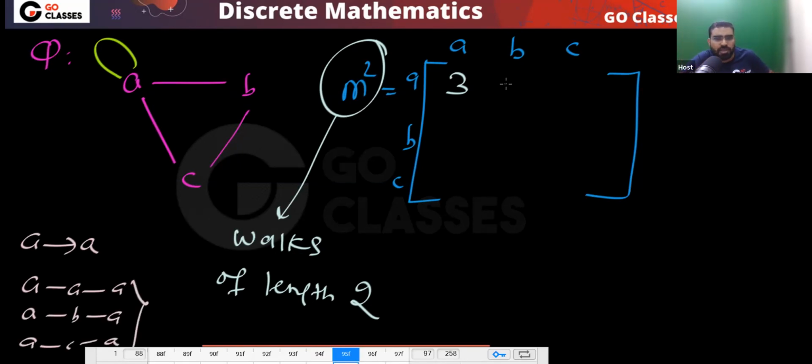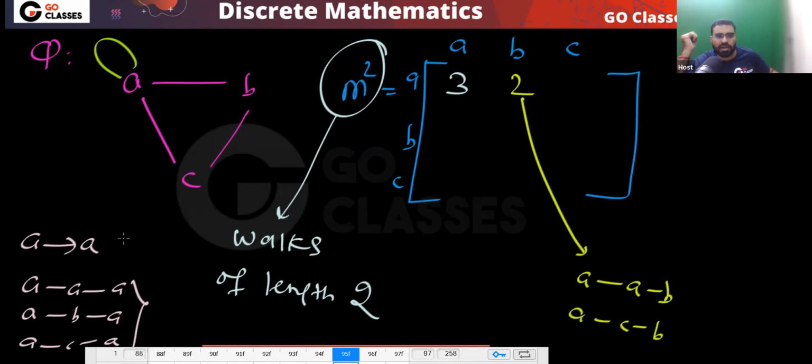What about from A to B? From A to B, walk of length 2. That will be 2. Either you can do AAB or you can do ACB. Okay, so let me justify this. This will be either you can do AAB or you can do ACB. What about from A to C? From A to C, again it will be 2.